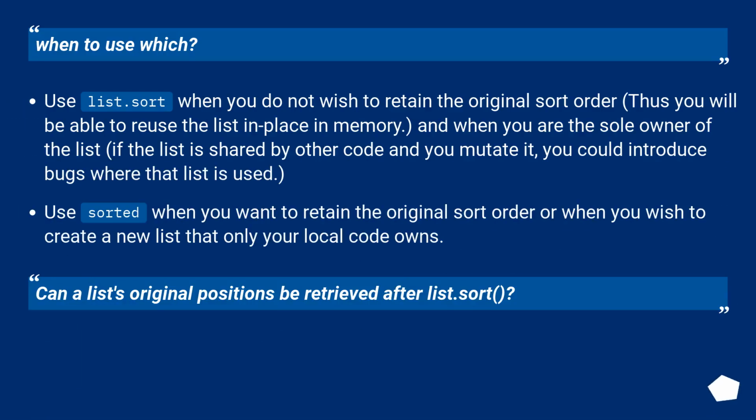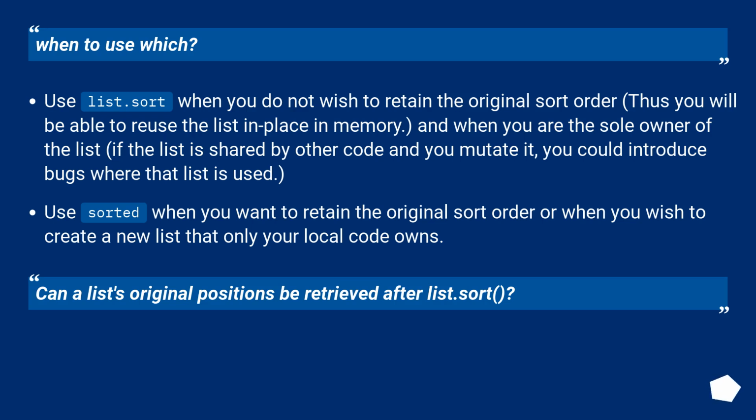When to use which? Use list.sort() when you do not wish to retain the original sort order, thus you will be able to reuse the list in place in memory, and when you are the sole owner of the list. If the list is shared by other code and you mutate it, you could introduce bugs where that list is used. Use sorted() when you want to retain the original sort order or when you wish to create a new list that only your local code owns.